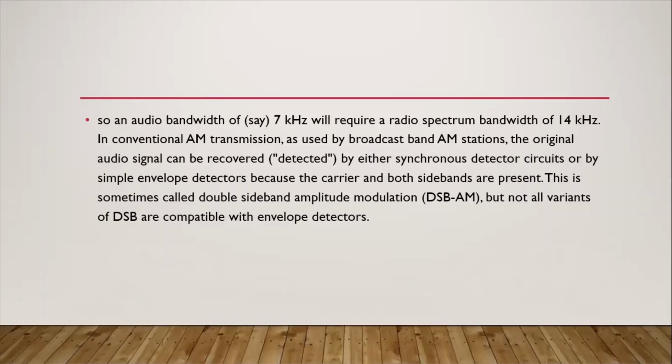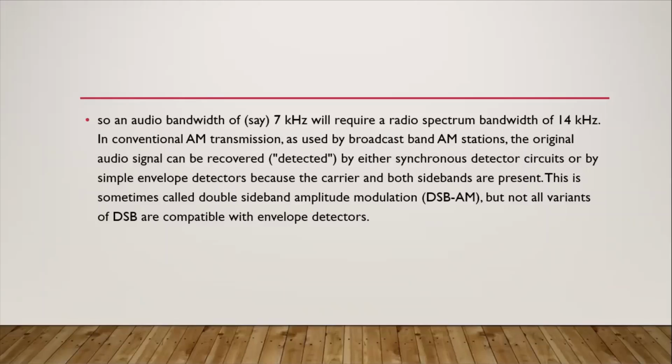Okay, katulad dito, sa conventional AM transmission, ang original na audio signal, for example, can be recovered or ma-detect ng synchronous detector dun sa receiver, kailangan meron tayong simple envelope detector. Because the carrier, yung carrier dun, tsaka yung both sidebands are present naman dun sa envelope. Kasi yun kasi ang binabasa ng receiver, yung sideband at tsaka yung carrier na makikita naman sa envelope. Okay, that is done by the synchronous detector.